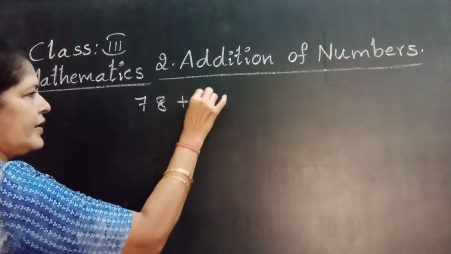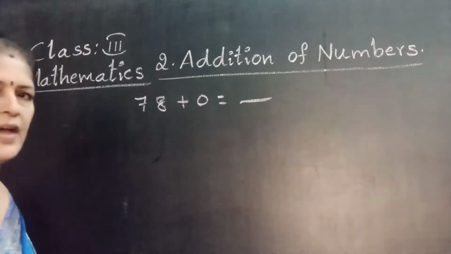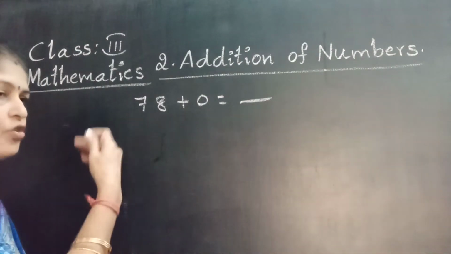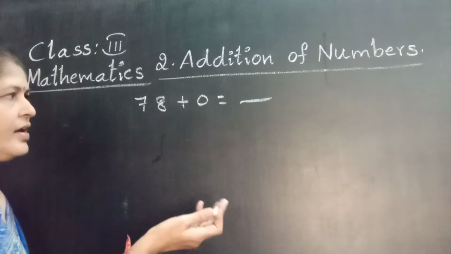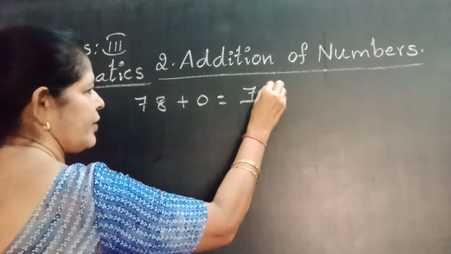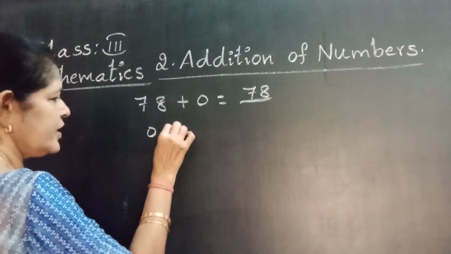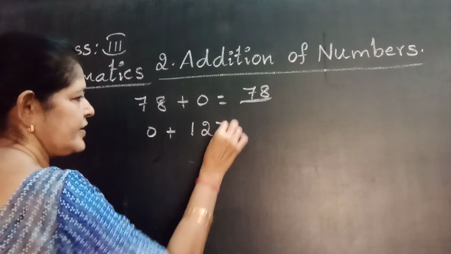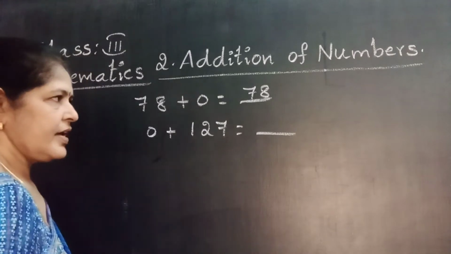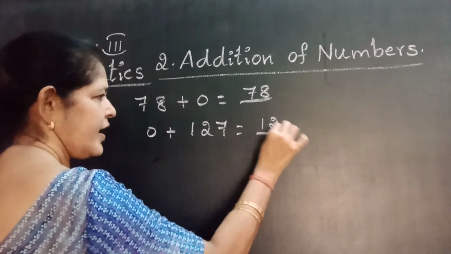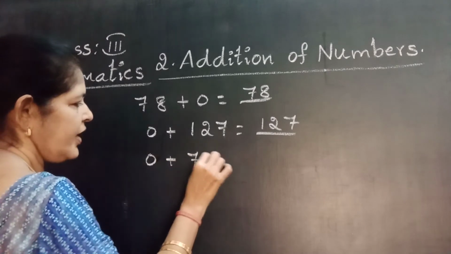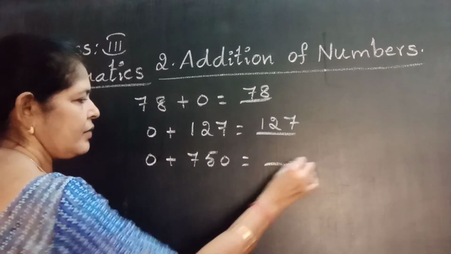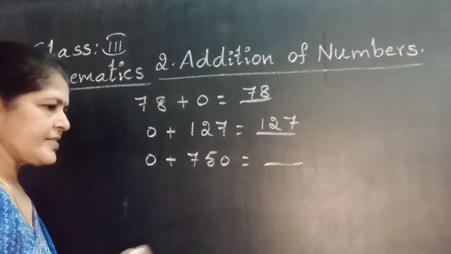78 plus 0. What is the answer? Yes, here we are going to use addition facts. That means rules in the addition. Yes, same number. Next, 0 plus 127. What is the answer? Not 0. Same number. Very good. 0 plus 750. Tell me the total or sum.